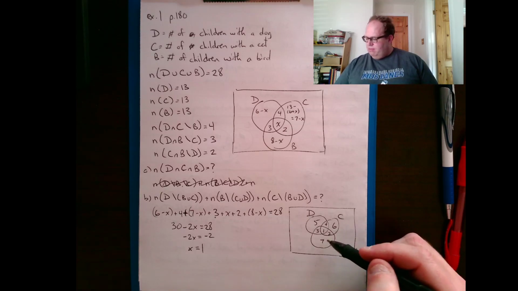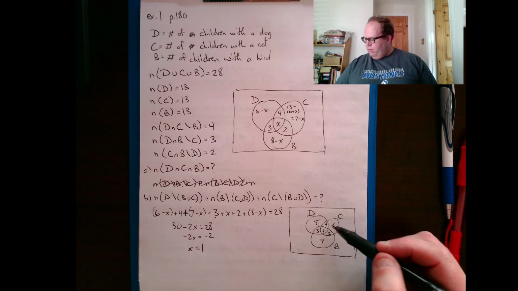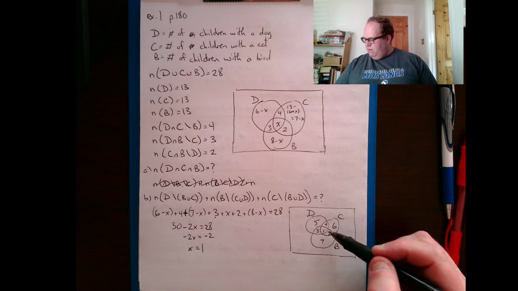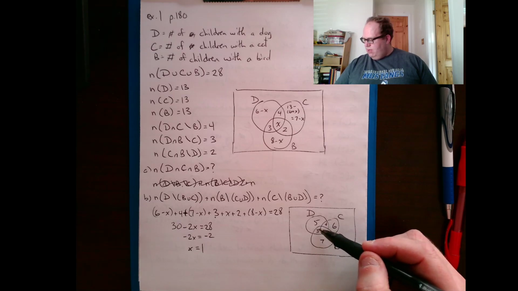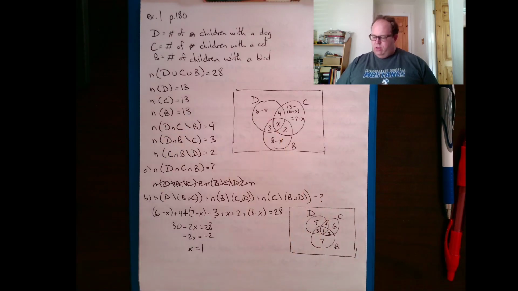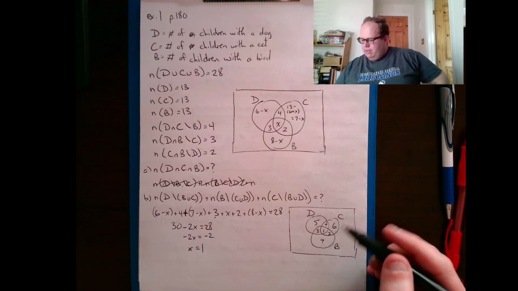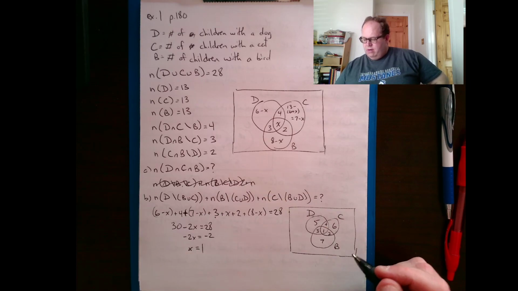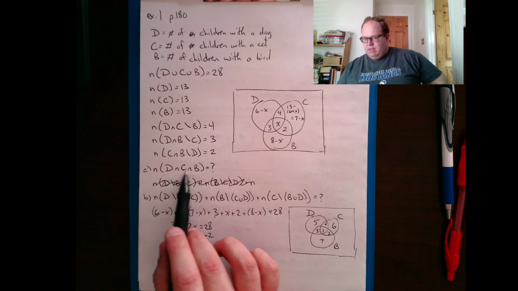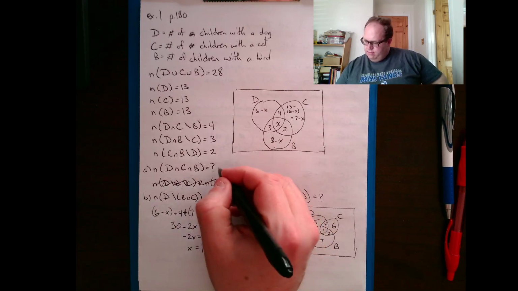I can double check to make sure this works out. 5 plus 4 plus 6 is 15. 15 plus 6 here is 21, plus 7 is 28, which it should be. And now that I know what that center is, I can work out what these two values are. The intersection of D, C, and B is 1.